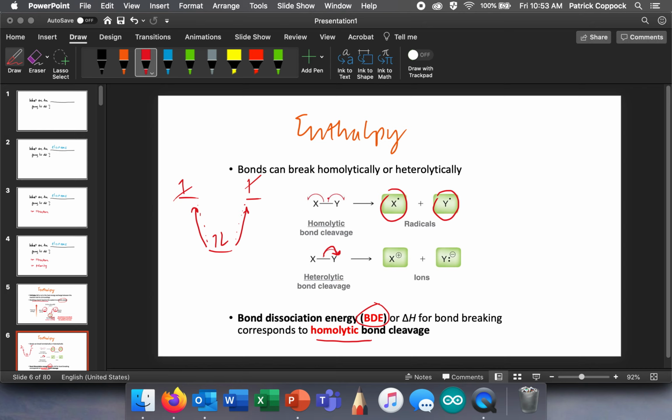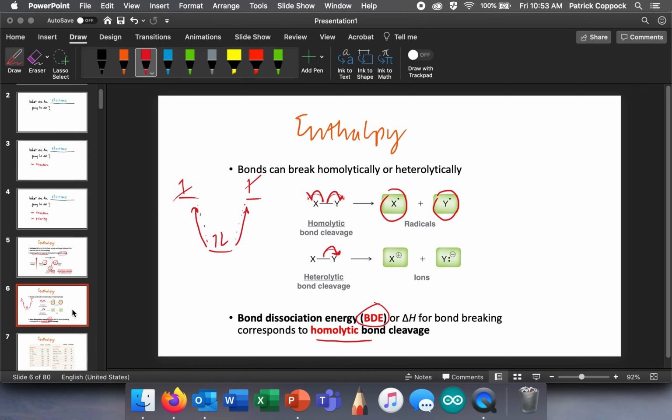Can you see a little single barbed arrow here? A single barbed arrow is the action of one electron. A double barbed arrow is the action of two electrons.